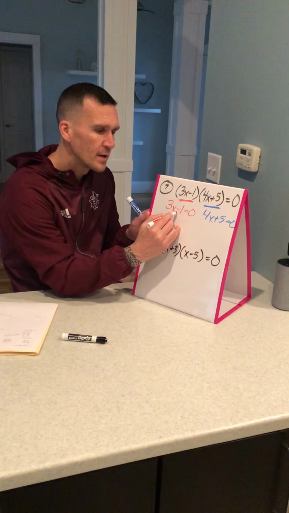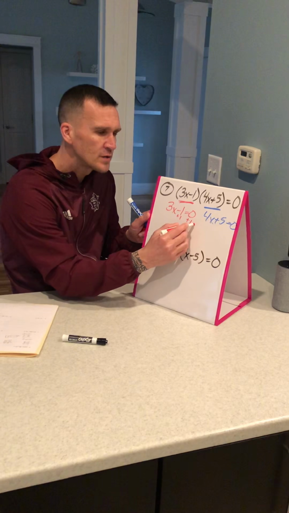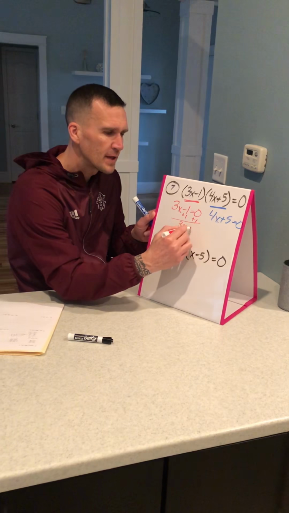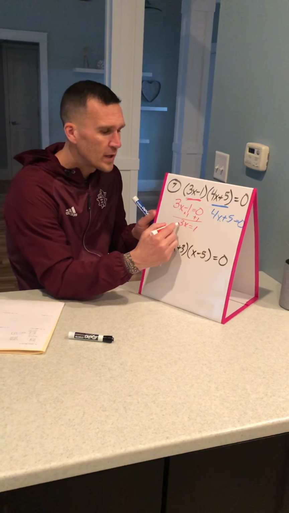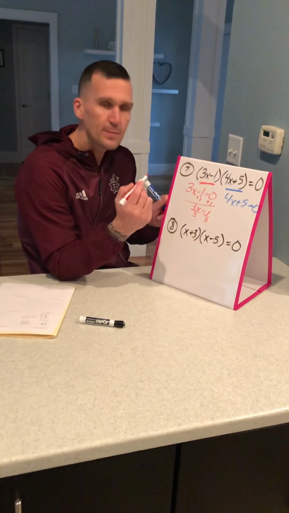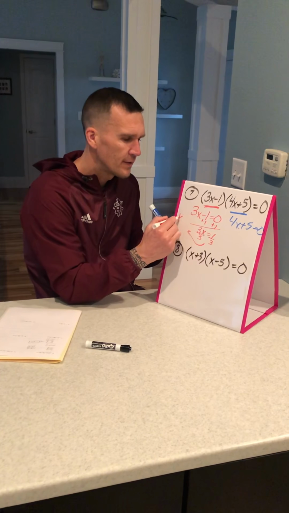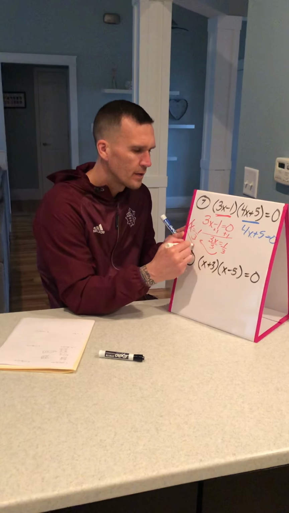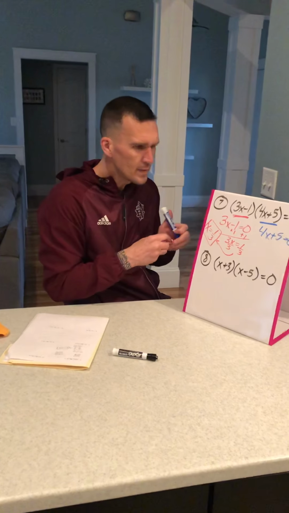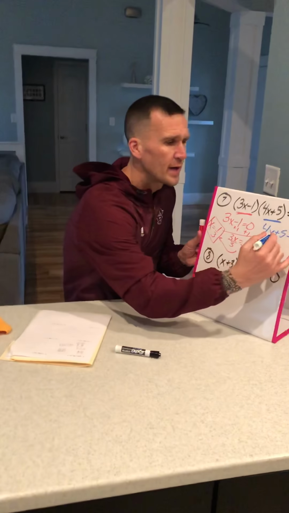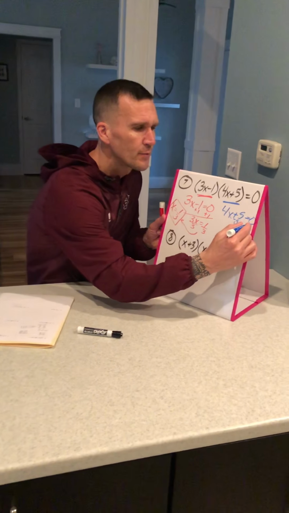Here we'll get rid of the minus 1 by adding 1 on each side. That will give us 3x equals 1. And then we can divide by 3 to get x by itself. Now this is going to be a fraction answer of x equals 1/3.